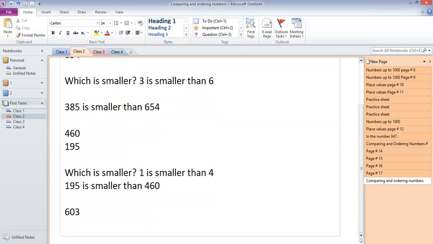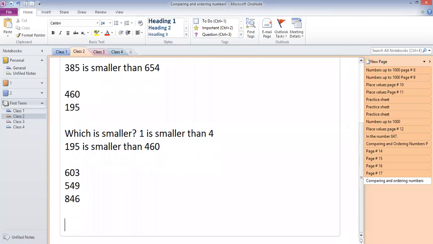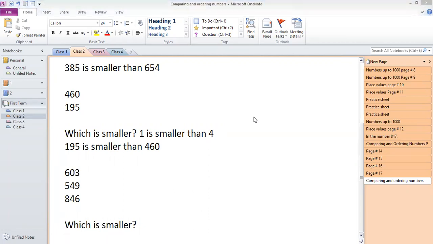603, 549, 846. Now there are three values. Again, the question is asked to you, which is smaller? 603, 549, or 846? So which is the smaller, guys? Yes, which is smaller? 549.